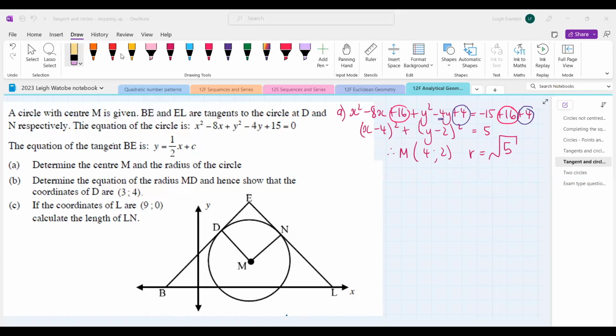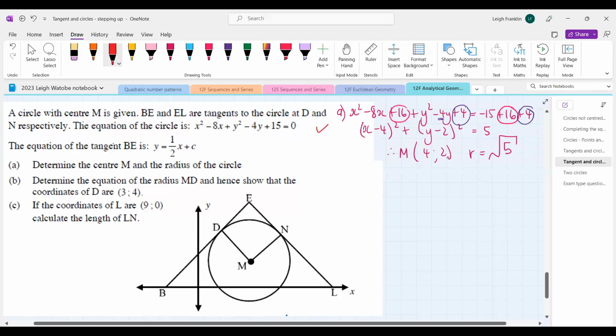Probably not more than about 3 marks. A mark for completing the square, a mark for getting it into center radius form, and a mark for the coordinates of the center, and then the radius. Okay.